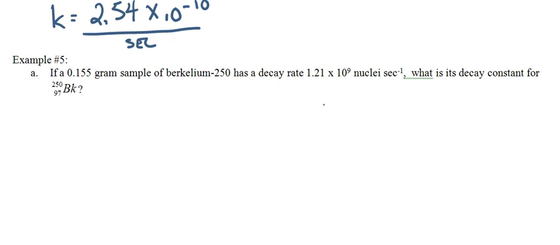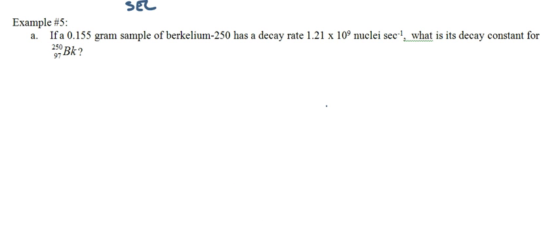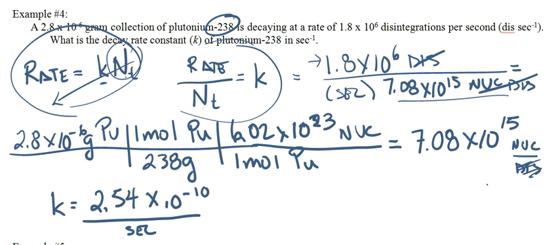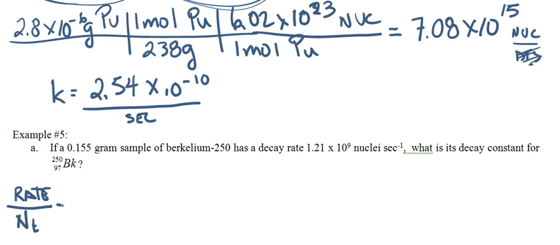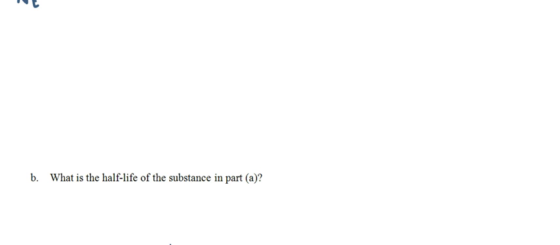All right, let's look at example number 5. I think this is our last one. Oh, yeah, there's a two-parter here. It says if a 0.155 gram sample of berkelium 250 has a decay rate, again, our rate's given here, what is the decay constant for the berkelium? So we're going to do the same exact process here that we did up here. So we're going to take our equation and rearrange it so that we have that. So I'm going to go right to that equation. So our rate over N sub T is equal to our K.